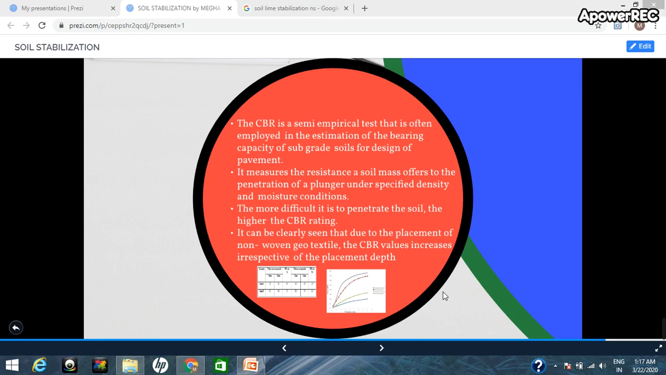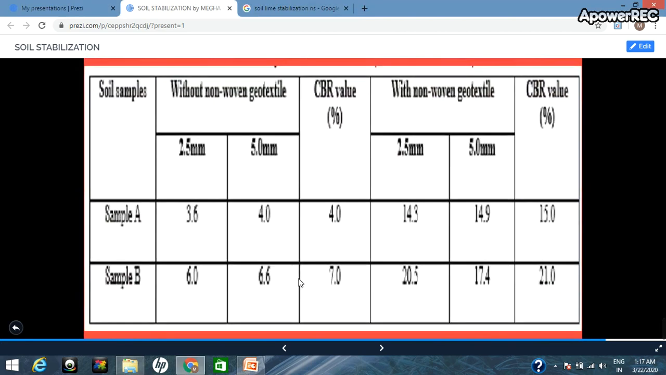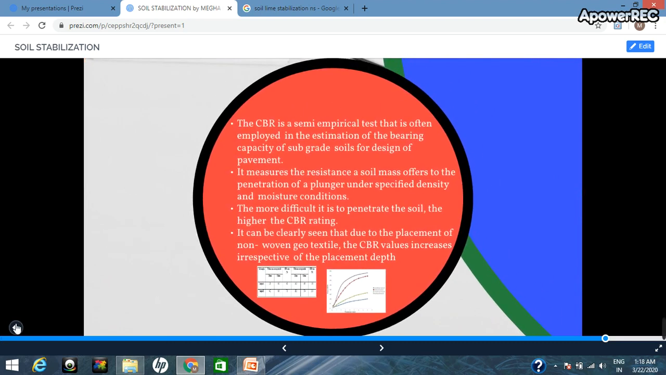It was observed that the higher the CBR rating, the more difficult the penetration of the soil. It is clearly seen that due to the placement of non-woven geotextile, the CBR value increases. That means the higher the CBR value, the lower the penetration rate, and the more difficult the penetration in the particular type of soil. This is an experimental analysis of two samples, sample A and sample B, each with and without a geotextile. We take readings at 2.5 mm and 5 mm penetration. As you can see with these values, after placing the geotextile, the CBR value increases, that means strength increases and a lower amount of penetration is seen.